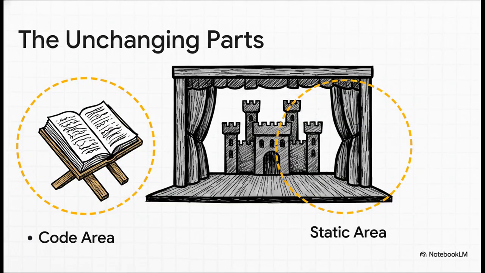First, let's talk about the parts of the show that are pretty much set in stone. The code area. That's your script. It's the sequence of instructions for the actors. It gets loaded in and it doesn't change. Then you have the static area. This is like the permanent stage set. It holds things like global variables, stuff that needs to be there for the entire performance.